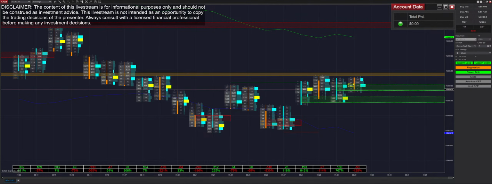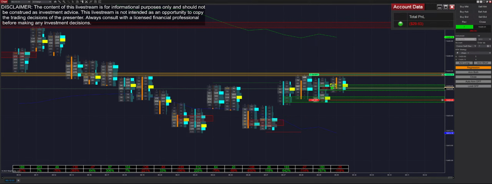Please be aware, guys, we did have a contract rollover. We are on NQ 1223 now instead of 0923. Looks like we got filled into our first trade here. It's a long trade inside of this range. We got moved to our auto break even.